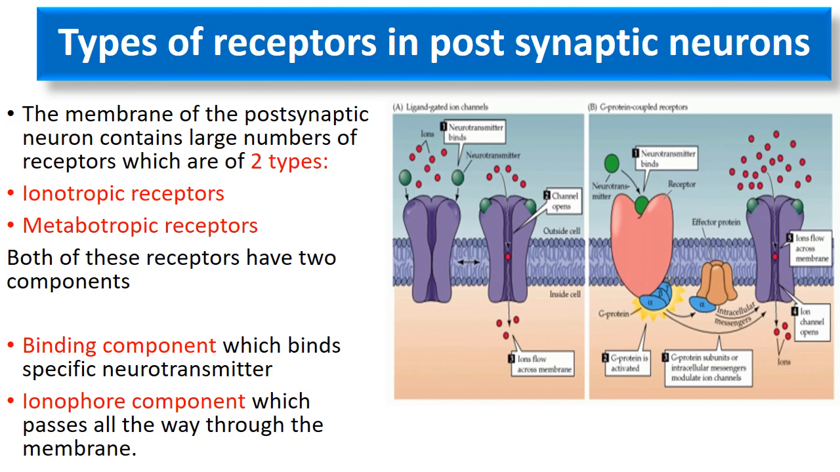A binding component. Here is another example: you can see the neurotransmitter binds to a component which is known as the binding component, and it binds the neurotransmitter like a lock and key mechanism. And the second component is the ionophore component. This is the whole receptor, and this ionophore is the part which spans throughout the cell membrane. So this is the example of the ionotropic receptor, and this is the example of the metabotropic receptor.